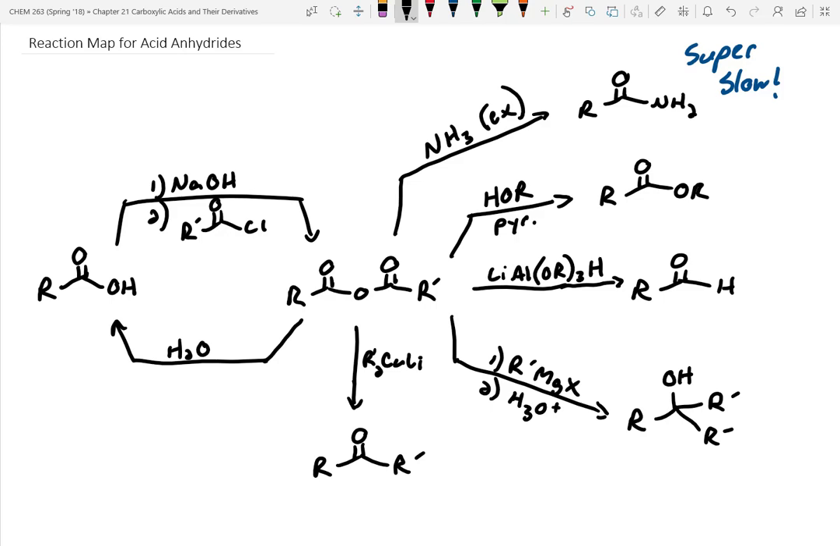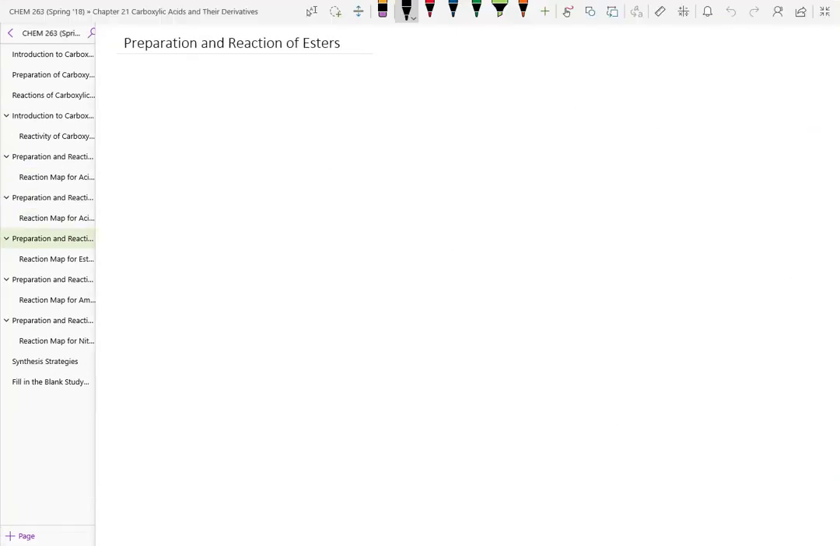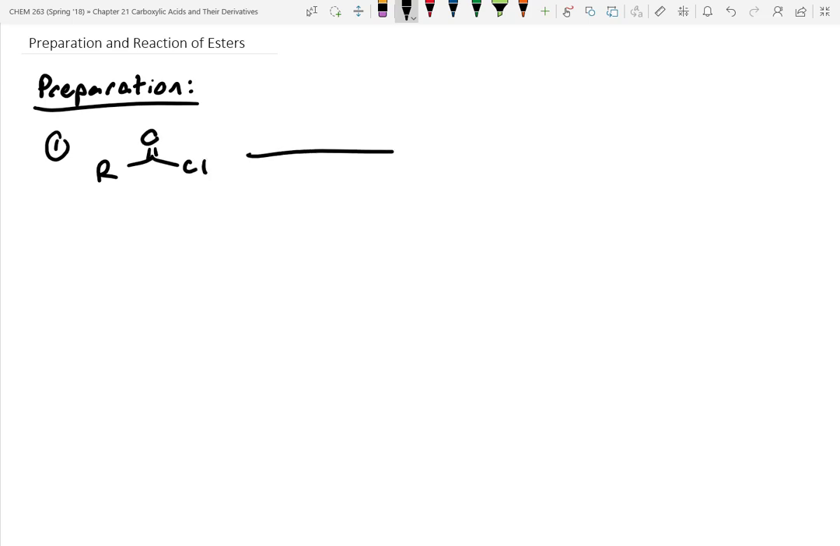Okay, now we've got to go into esters. Esters are really common intermediates in organic chemistry, and we've already discussed a bunch of ways to prepare them. And let's do a little bit of review. This is one we just covered recently where we can make an ester from an acid halide. What reagents did we need again?